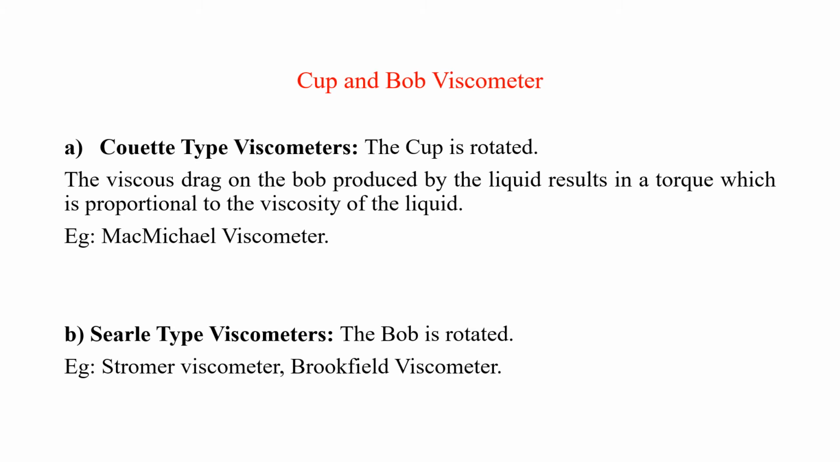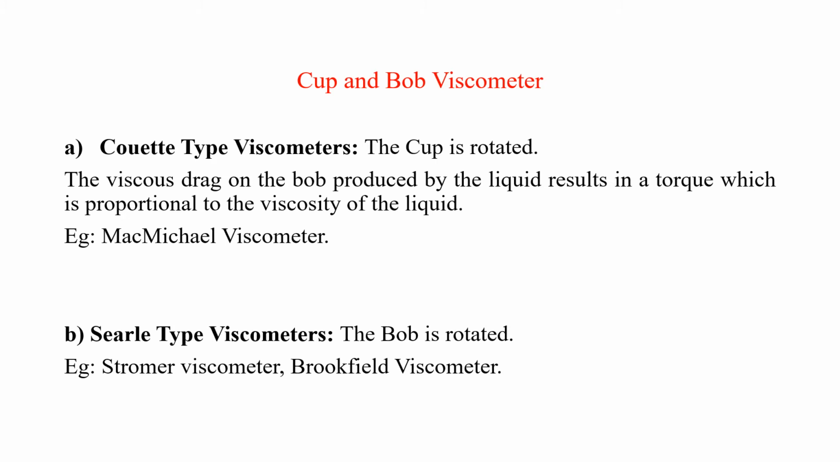Couette type, where the cup is rotated and the bob is stationary. We place our sample between the cup and the bob. When the cup rotates, there will be some resistance offered onto the surface of the bob. Now this resistance, or the viscous drag on the bob, actually causes some torque or force on the bob.